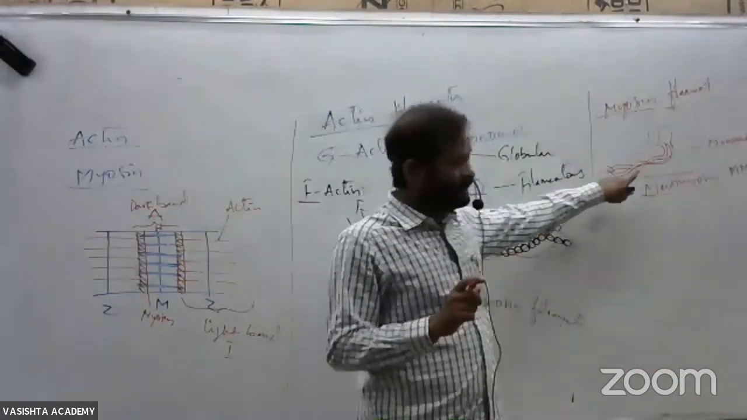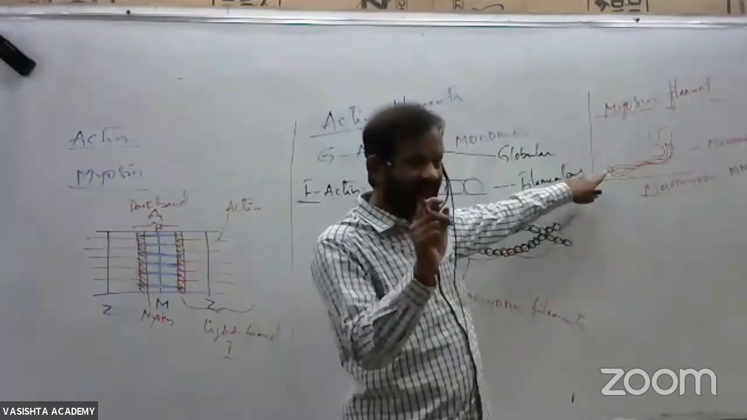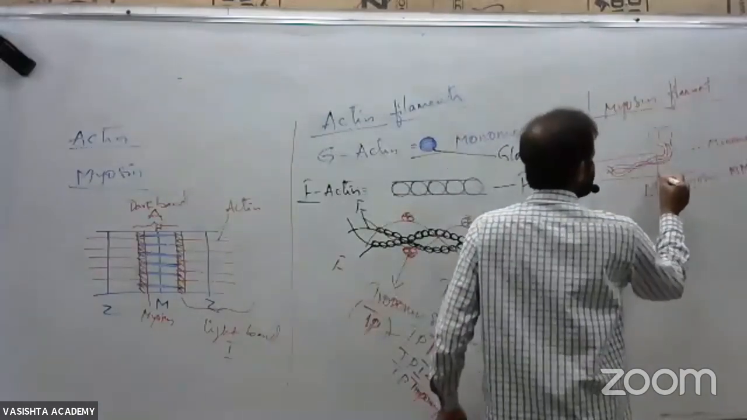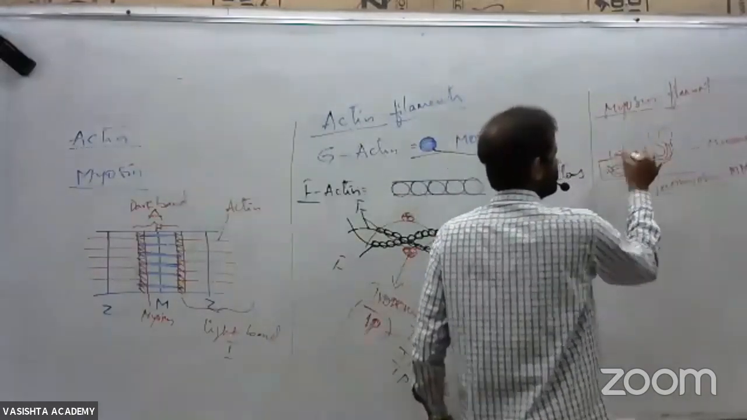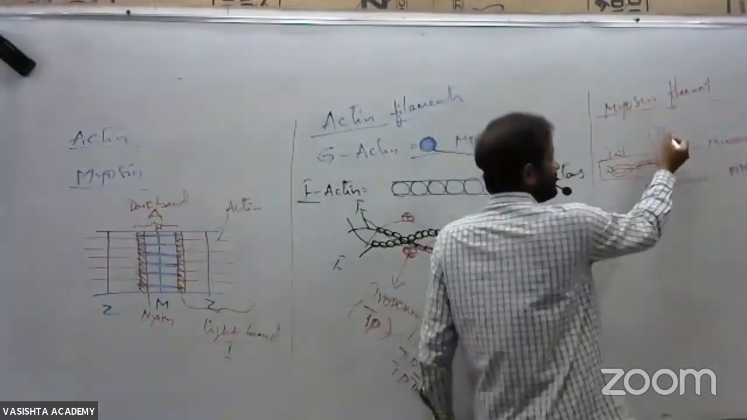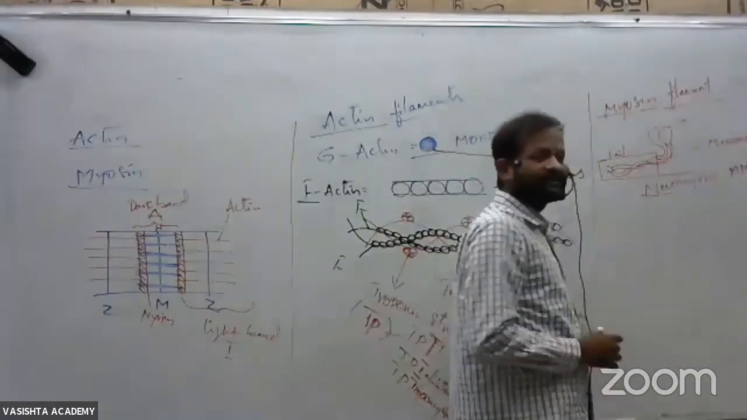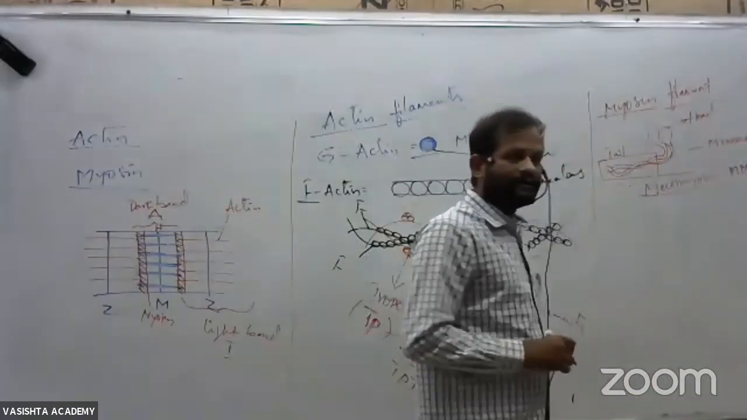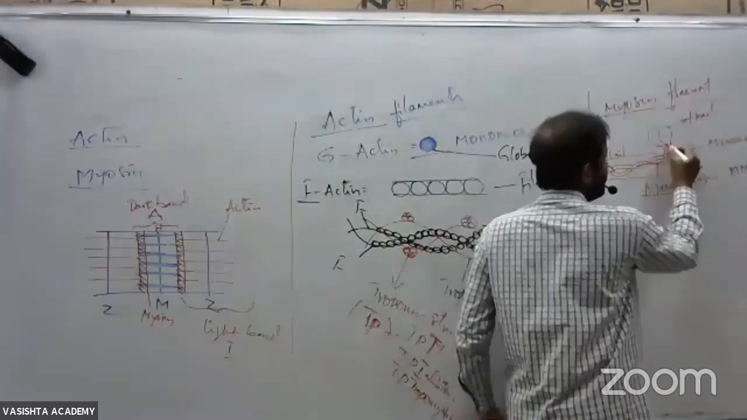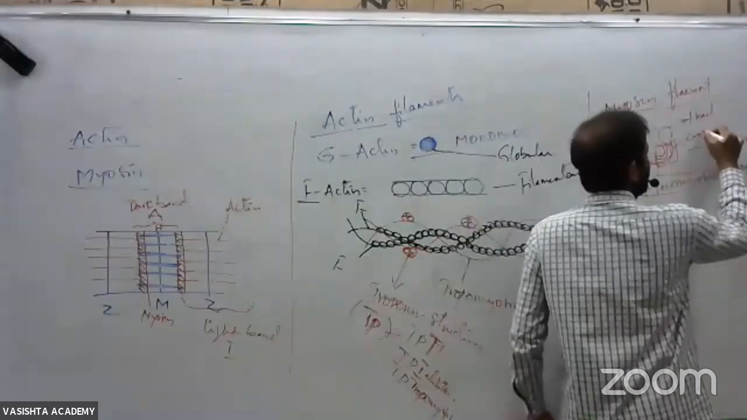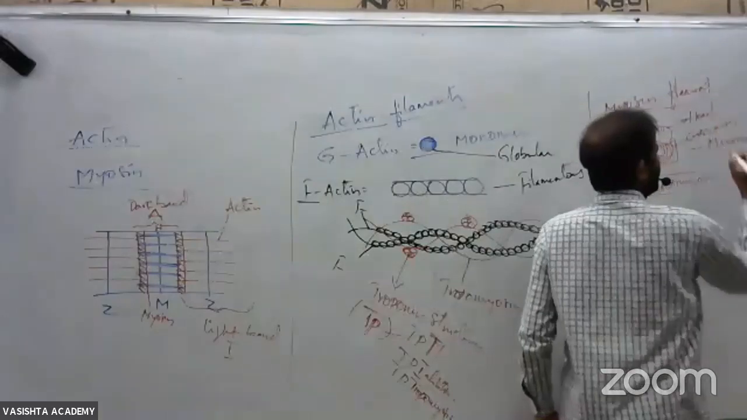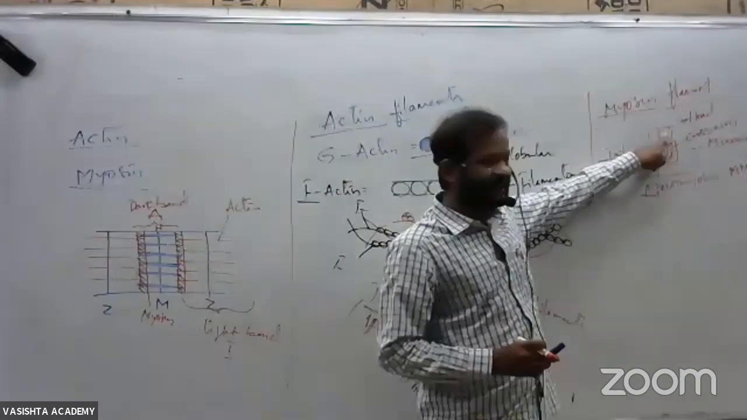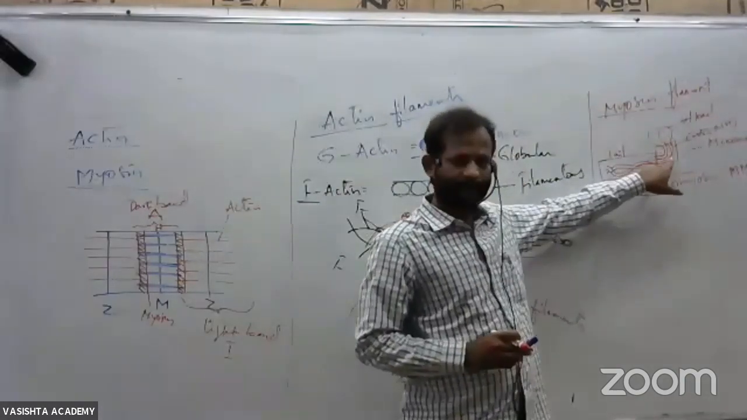Each monomer of myosin filament has 3 areas. This region is called as tail. This broad spherical structure is called as head. And the middle region is called as cross arm. So this tail is connected with head through cross arm.